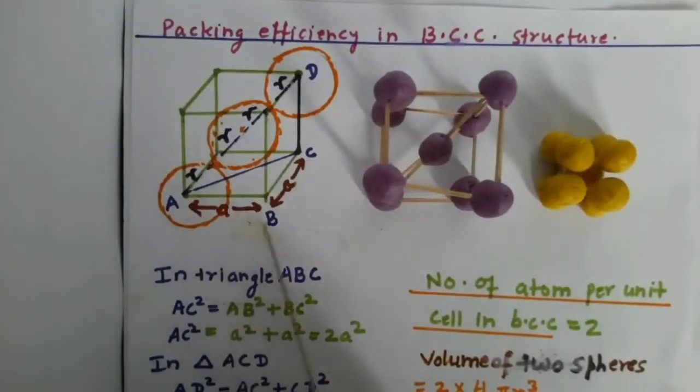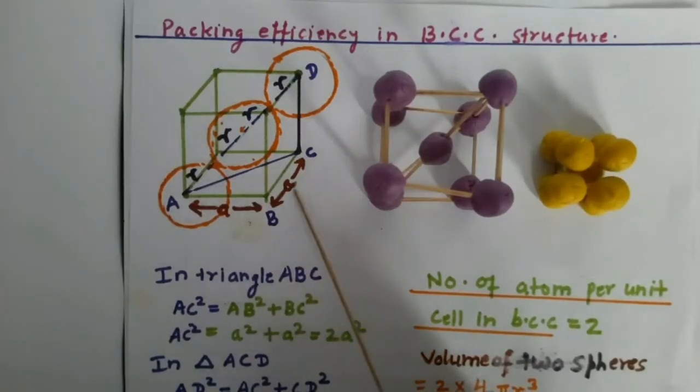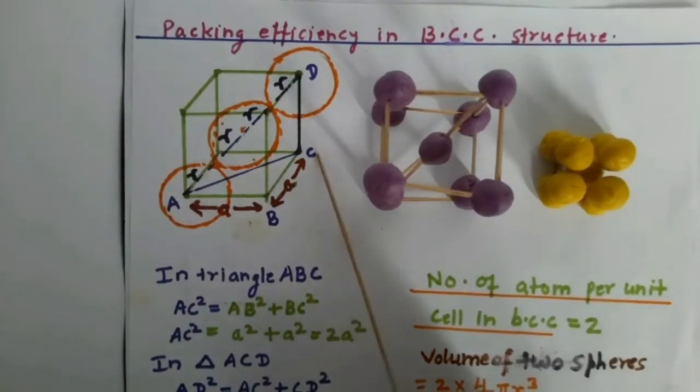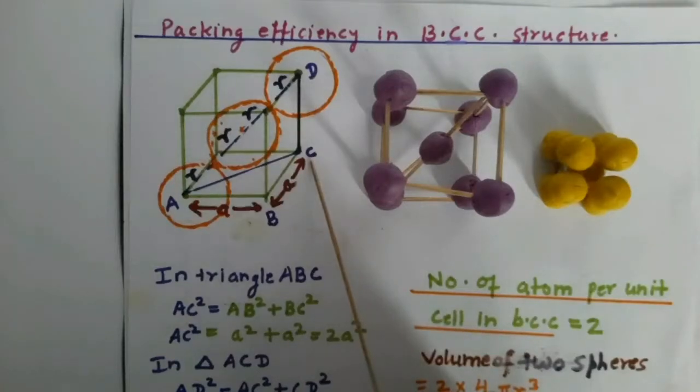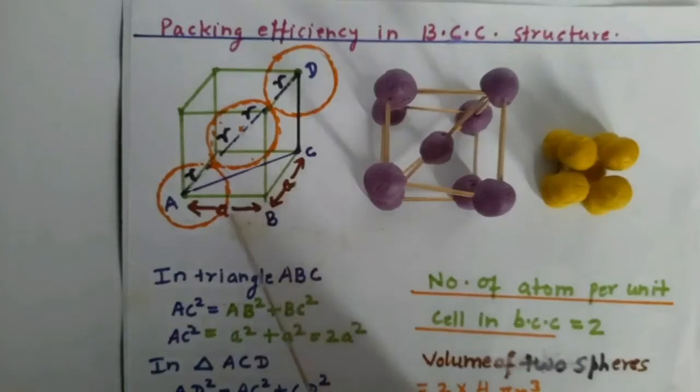Now in this figure, AB represents the edge length a, BC is also equal to a and CD is also equal to a. This is a cubic unit cell, and that is why all the three edge lengths are equal to each other, and all the three angles alpha, beta and gamma are also equal to each other, and they are equal to 90 degrees. Now let us consider the triangle ABC.